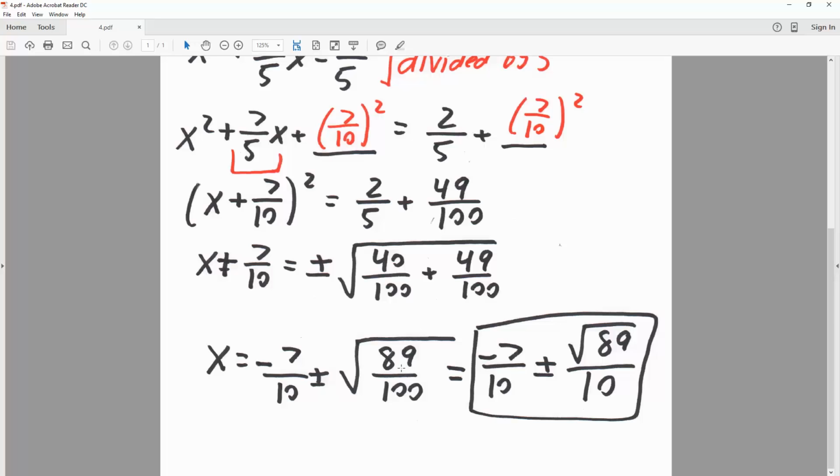We can't simplify the square root of 89, but we know the square root of 100 is 10. And so our final answer is going to be negative 7/10 plus or minus the square root of 89 divided by 10. And that's all we need to do.